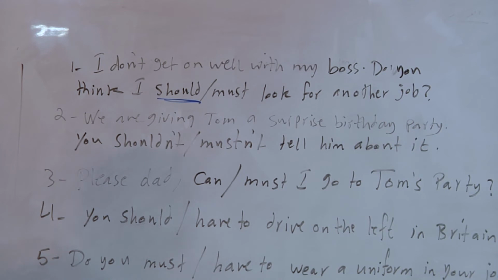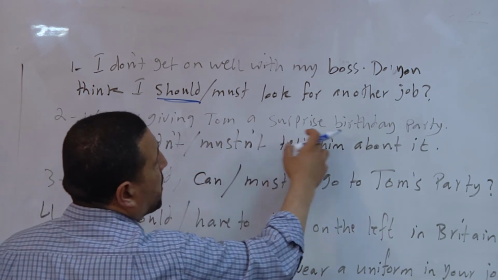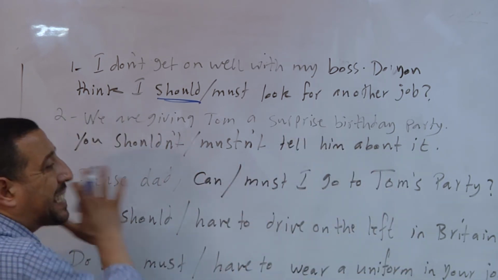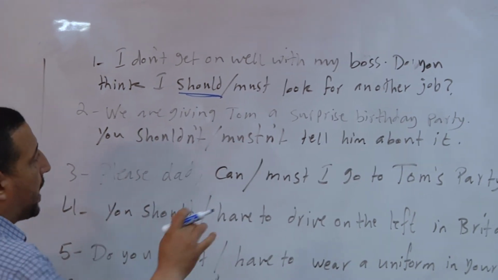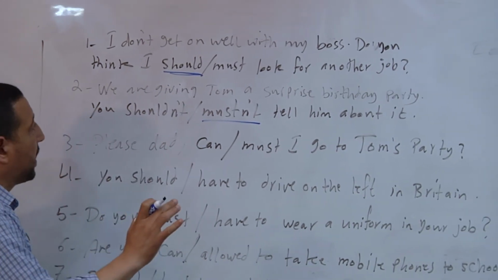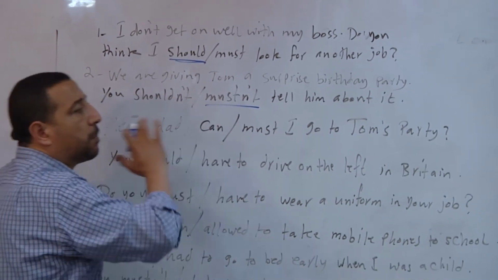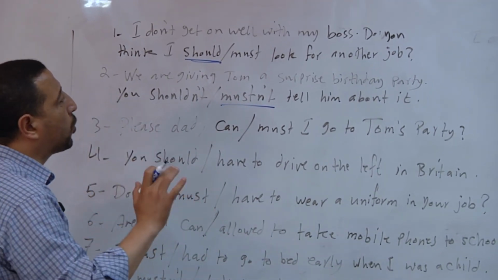We are giving Tom a surprise birthday party. So this is the second question. Okay, you shouldn't or you mustn't tell him about it. So here we are giving him a surprise birthday party, and that's why you mustn't. You are forbidden. You are not allowed. So you mustn't tell him about it. This is not advice. It is prohibited. It is forbidden. You are not allowed to tell him about it.